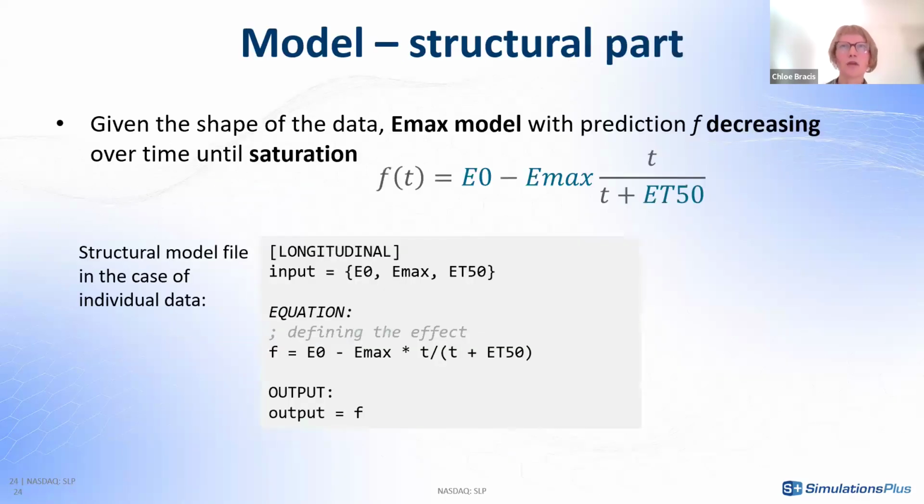So let's start with the structural model. Here we have an Emax model. So just a really simple model. We're going to be starting from an initial E0. We model our effect as decreasing until a saturation point, which is Emax. And we have our ET50 parameter that we're modeling, which is our time to 50% efficacy.